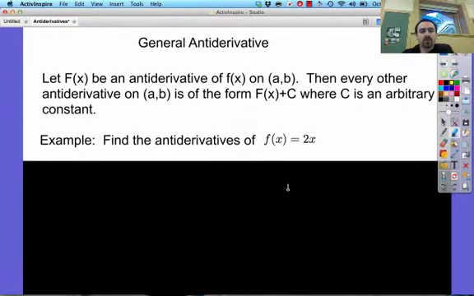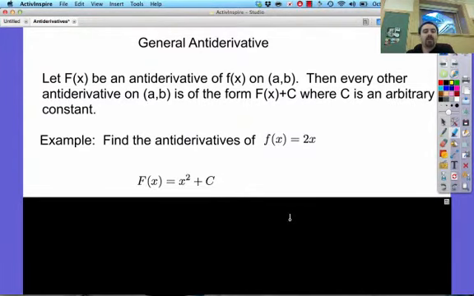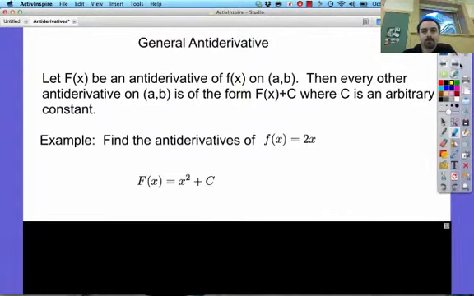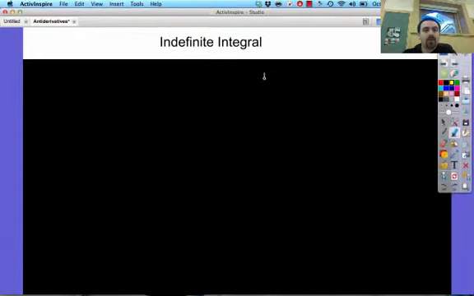Okay, so let's go back to this problem here. Let's find the antiderivatives, so plural, of 2x. Well, we said that one of them was x squared. Okay, so if I take the derivative of x squared, then I'll get 2x. That means every other possible antiderivative will be x squared plus something, plus a constant number. So we write it as x squared plus an arbitrary constant. Okay, so that's our general antiderivative for f of x equals 2x: x squared plus the arbitrary constant C. Not so hard.